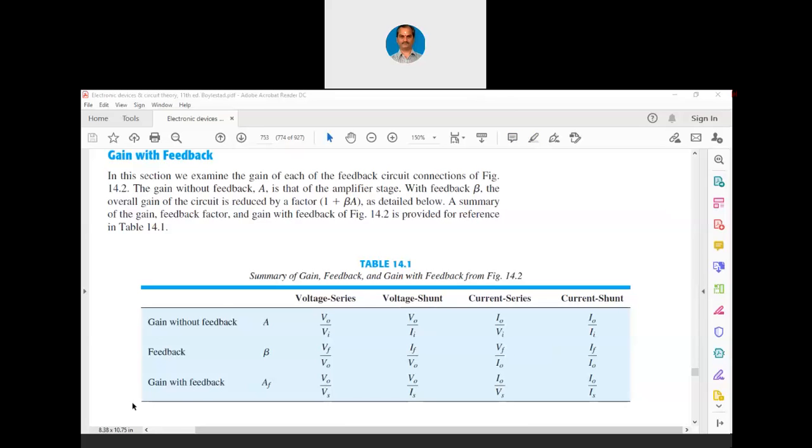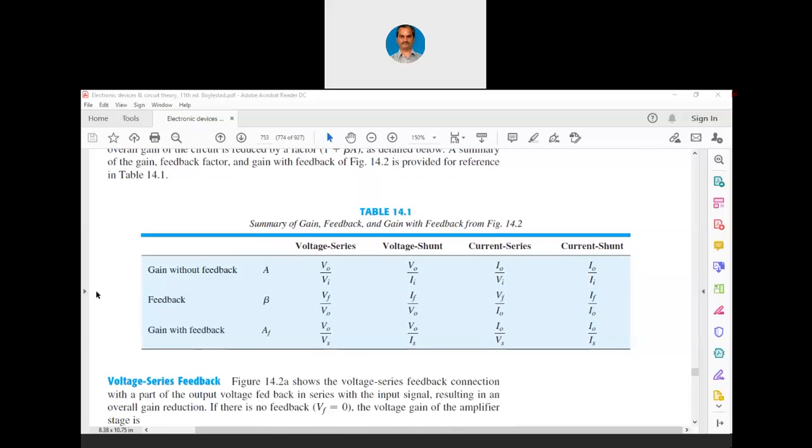Okay, finally we are seeing the gain with feedback, AF is V0 by Vs, V0 by Is, I0 by Vs, I0 by Is as per the diagrams. Now, when I go for the next derivations, you'll have to keep on visualizing those diagrams. Anyway, I'll be sharing my PowerPoint also later on in the Google class, but I'll be doing that after I complete this particular discussion.